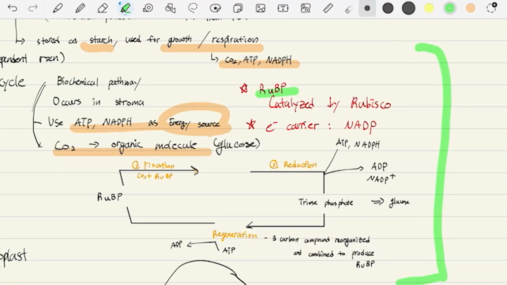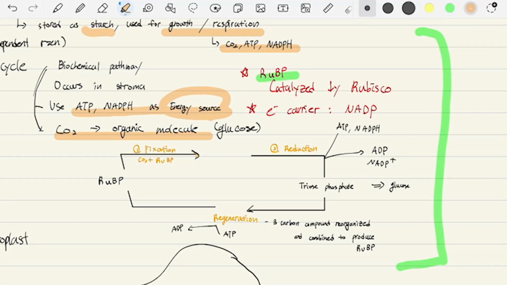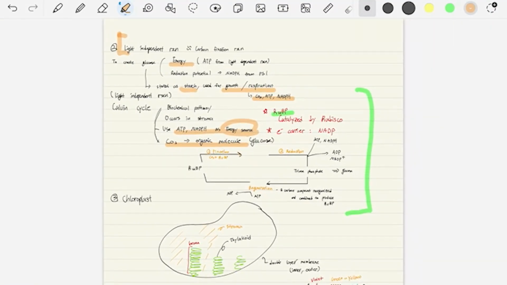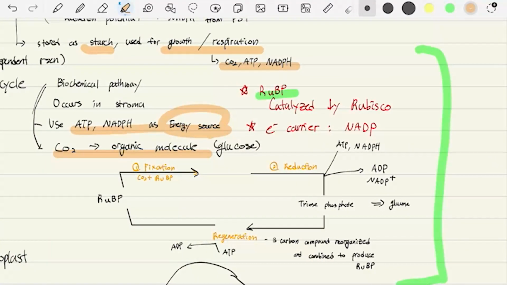There's something called RuBP, but I'm pretty sure that this won't be coming out in the test because it's really a minor idea. Also, the important part of this is identifying the electron carrier of photosynthesis. And for photosynthesis, the electron carrier is NADPH.